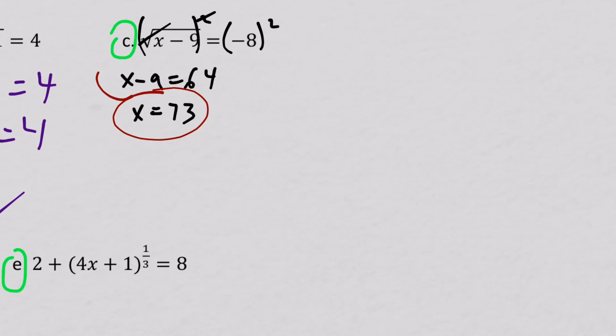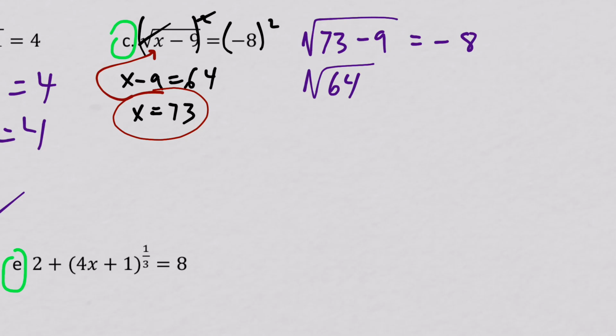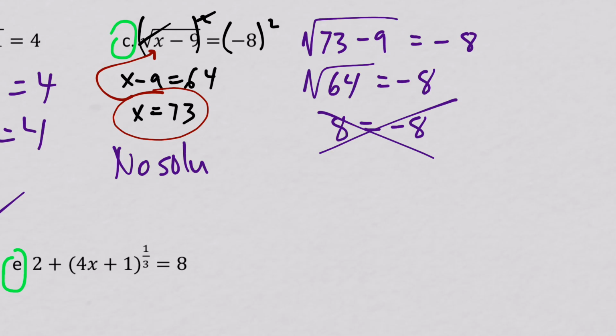But just like in the last one, let's check by plugging it in. So what you get when you plug it in is the square root of 73 minus 9 equals negative 8. 73 minus 9 is 64. So the square root of radical 64 is negative 8. And the square root of 64 is 8. Well, not negative 8. So this actually does not work, which means that there is no solution. You found one, but it doesn't actually work.